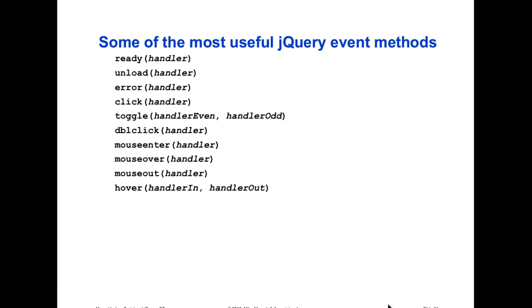There's an error. And what handler means is that you can have a variable that comes in that event that we can log and we can see what the values are. So there's toggle, double click, and mouse enter, mouse over, mouse out, and hover. So you can see that there's a lot of JavaScript evident inside these jQuery event methods.